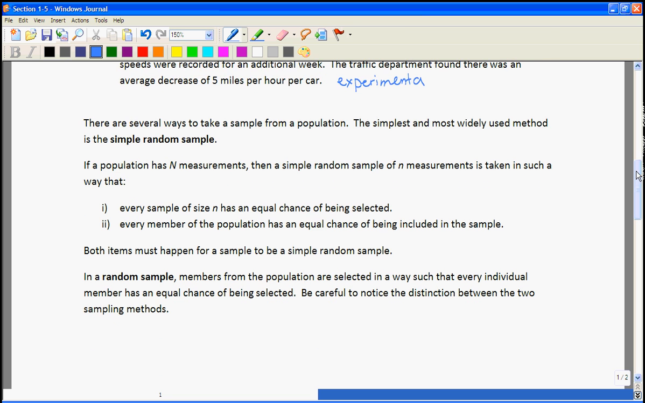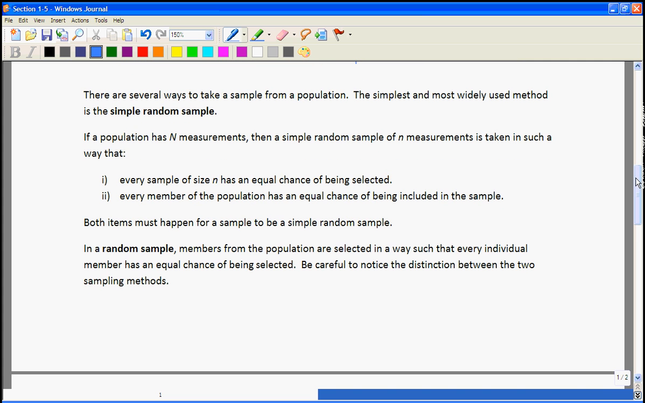We also have just a random sample. So members from a population are selected in a way such that every individual member has an equal chance of being selected. Be careful that we don't have that second requirement that every sample of size n has an equal chance of being selected. That's gone here, so that's just a random sample. And make sure you notice the difference between those two.